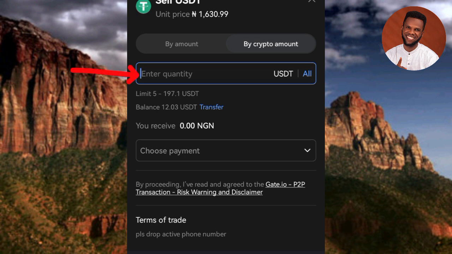Then you can see I can type in 10. You can see it right there. I've input 10. But in case you want to sell all your USDT, you can tap on where you can see all. You can see all right there. Let me tap on all. Now you can see all the amount of USDT that I have in my account has appeared there.